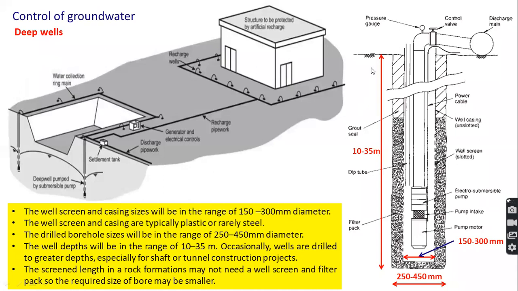The depth of the deep well can vary from 10 to 35 meters. Even deeper ones are also available. A typical configuration of a deep well is shown here. You have a large diameter borehole, and inside there is a perforated casing, and the annular spacing is covered with a filter media. The casing is usually covered with a geotextile, and inside you have the submersible pump. Some typical configurations are given here.